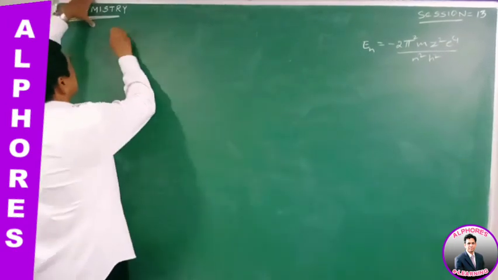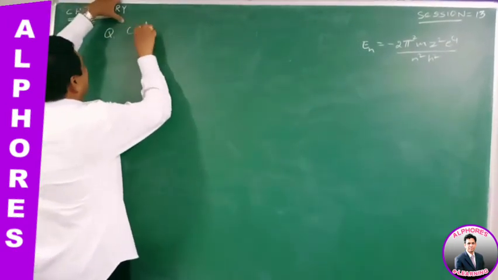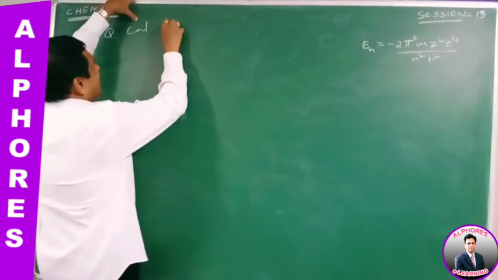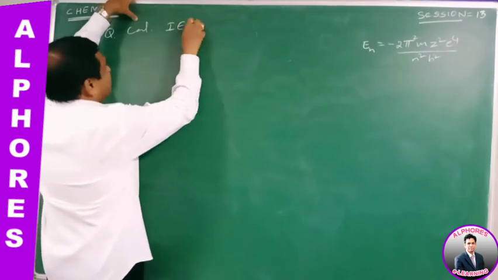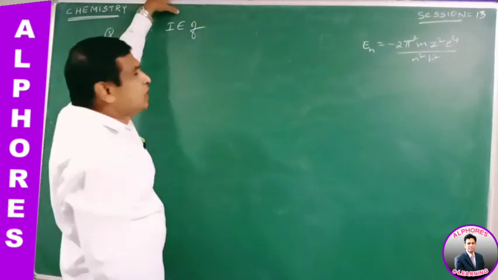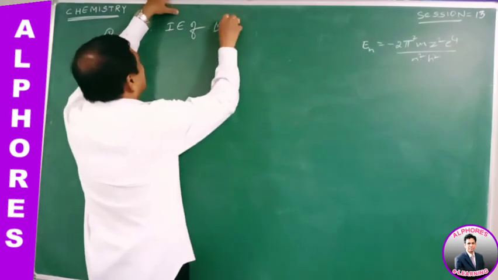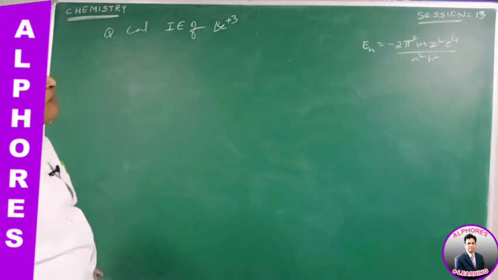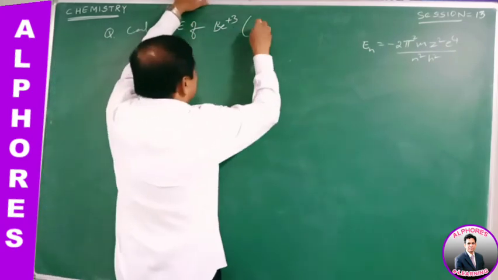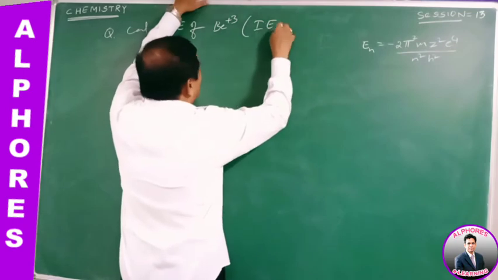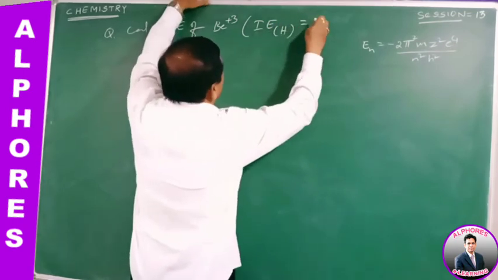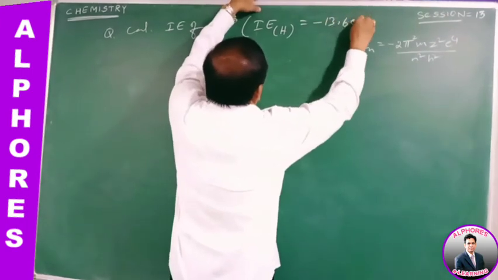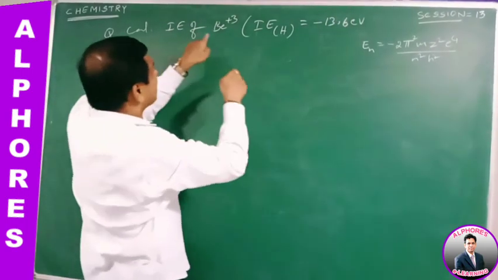The question is: calculate the ionization energy of the beryllium plus 3 ion. Calculate the ionization energy of the Be3+ ion. What is the reference? The ionization energy of the hydrogen atom is how much? That is given as minus 13.6 electron volts. It is given. He is asking you to calculate this.